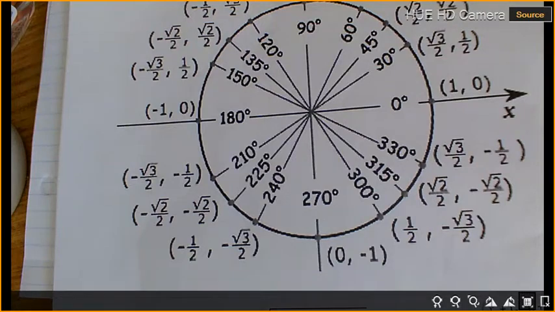Okay, we are looking right now at your formula sheet. I want to be clear about what's on your formula sheet.